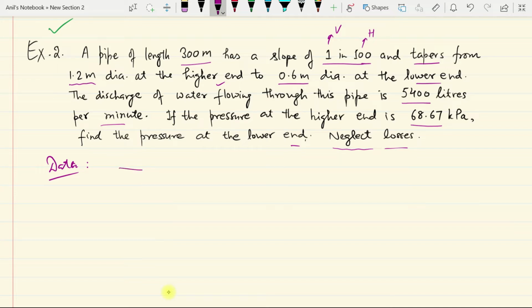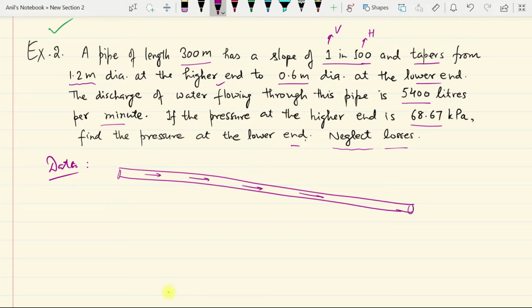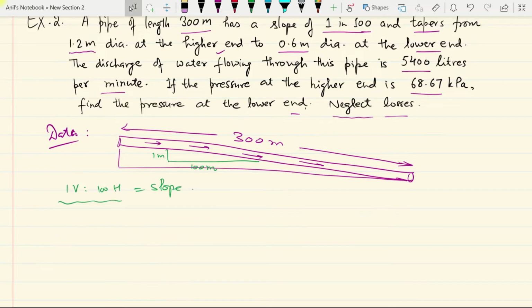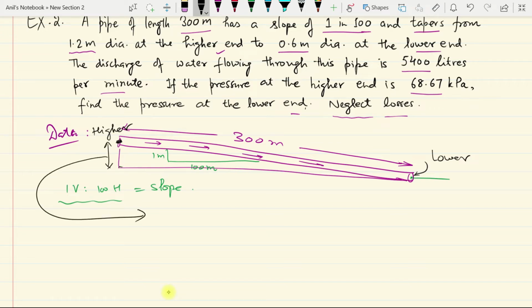We have a pipe running like this. Water is flowing through this in this direction, and the length of the pipe is 300 meters. Slope is such that there is a drop of 1 meter after every 100 meters, so it is one vertical, 100 horizontal. The difference in levels of the 2 points, the higher end and the lower end of the pipe, will be equal to this length divided by 100. So h is the difference in elevations of point 1 and the lower point, number 2. So h is L by 100.